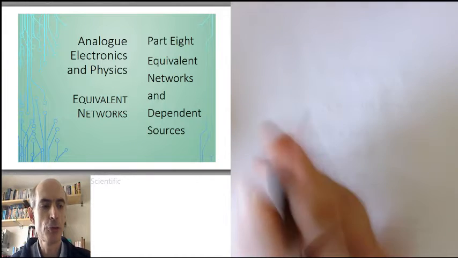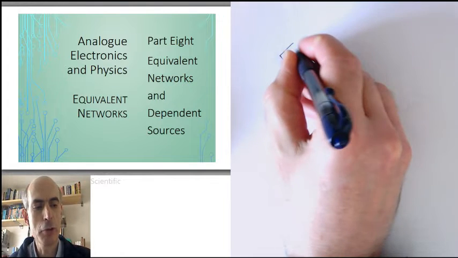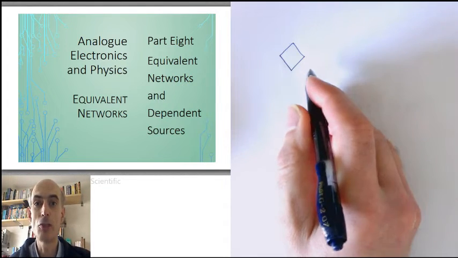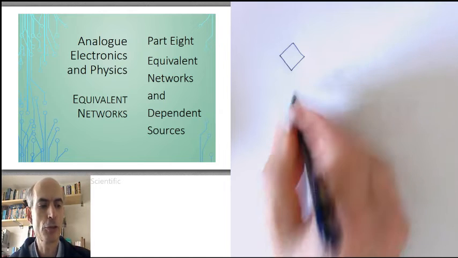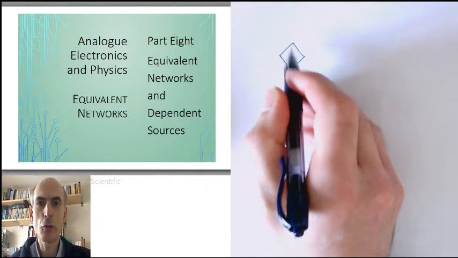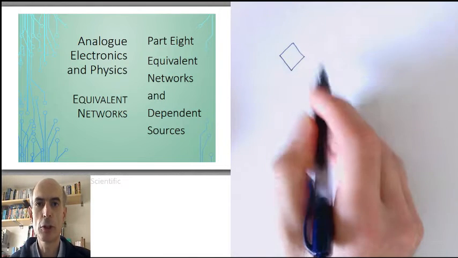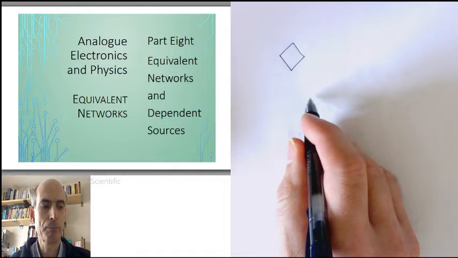A dependent source, and we normally draw them in diamond shapes rather than the usual circles for independent voltage or current sources, is a voltage or current source whose value is not fixed, but which is dependent on the current or voltage somewhere else in the network.